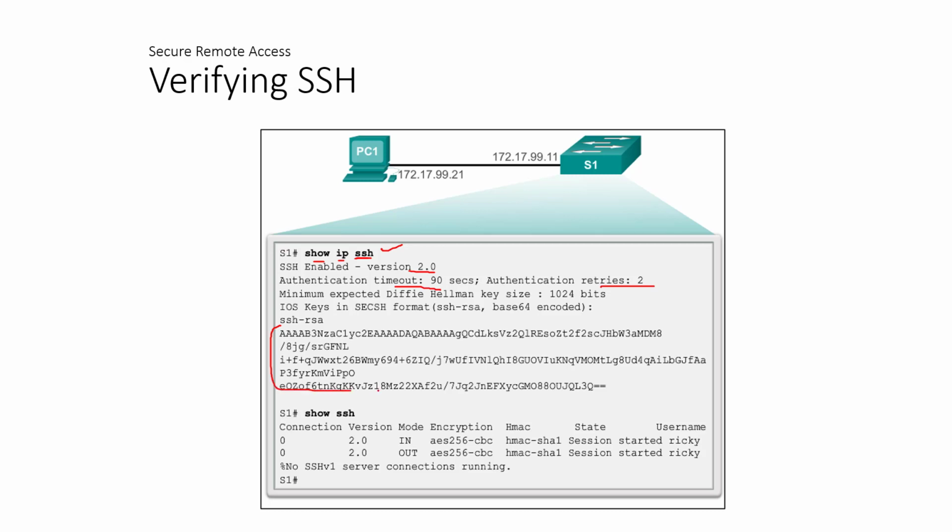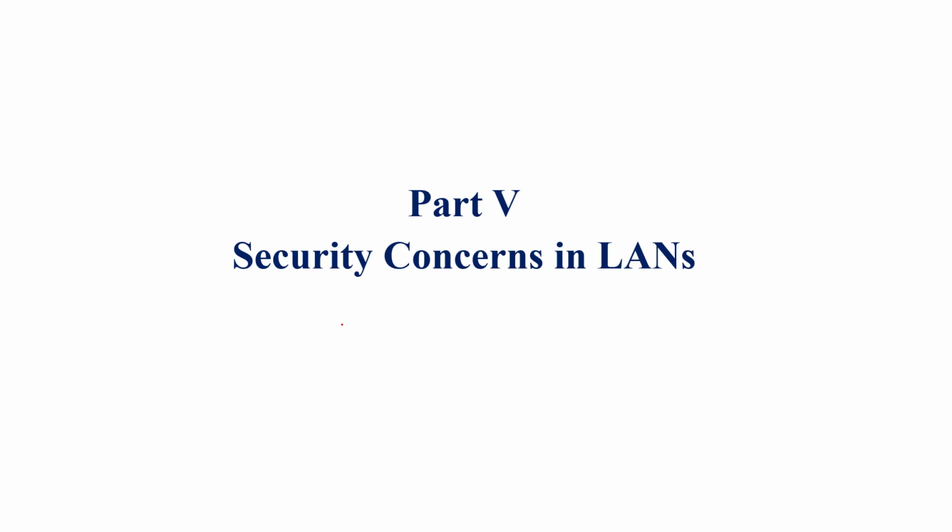So these are all the keys. You cannot understand anything from these keys. These are the keys available. You can see the information about the SSH protocol like this. Okay, so this is the end of this particular part.